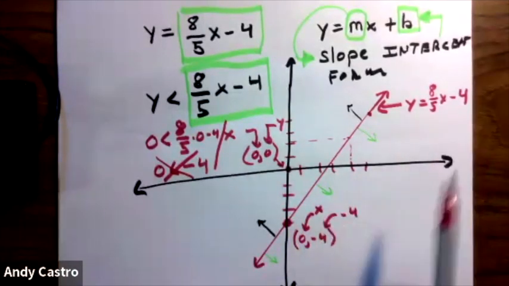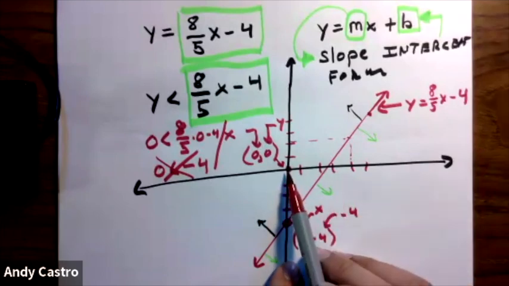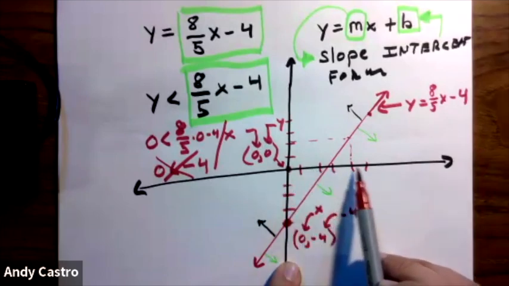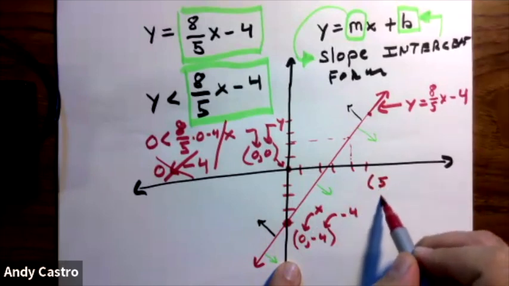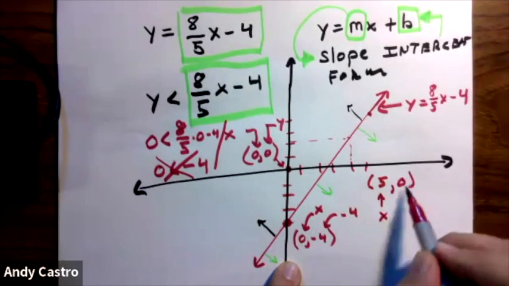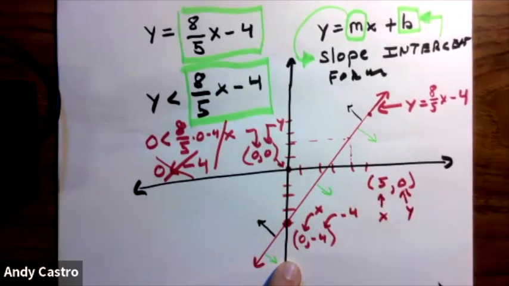Now let me prove that to you. Let's pick something over here. So let's pick the point 1, 2, 3, 4, 5. The point 5 for my x, 0, because it doesn't go up anywhere, that's for my y.